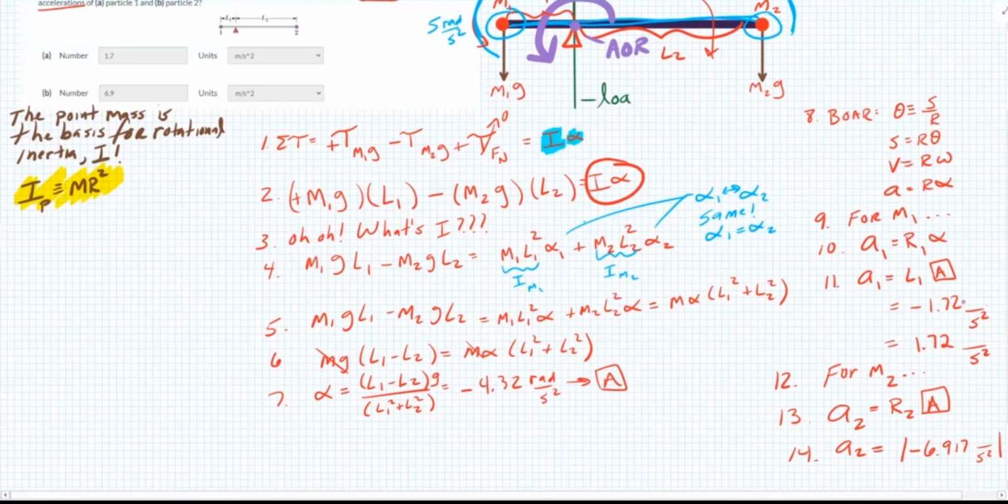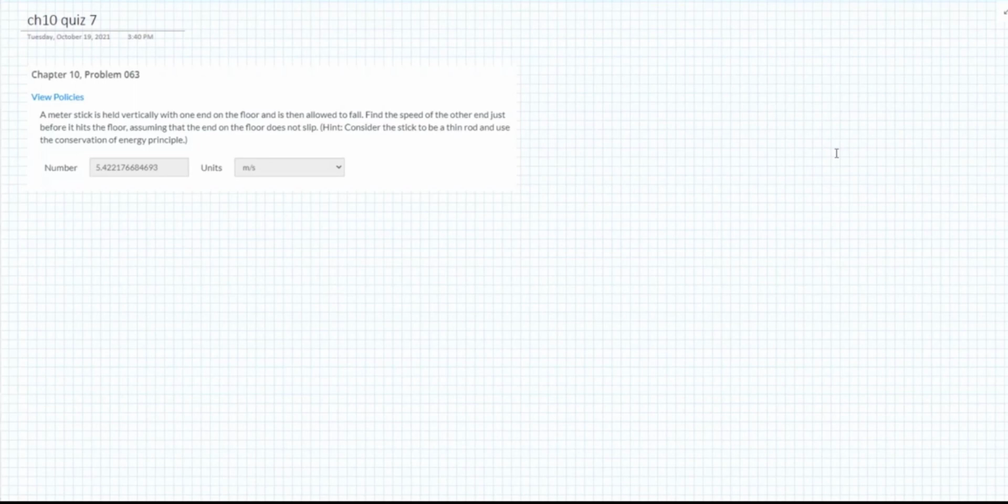Okay. And that concludes today's physics class, chapter 10, quiz 7, our last task for today. It's a meter stick.